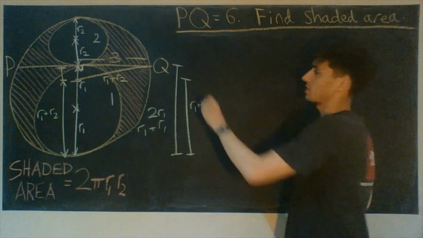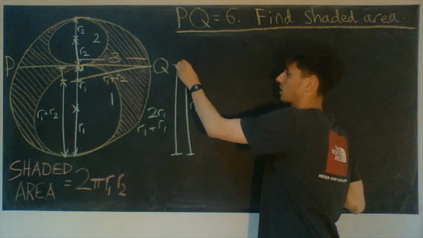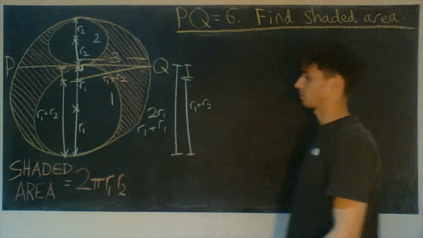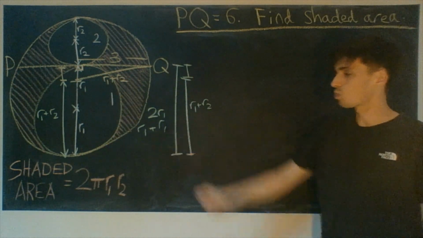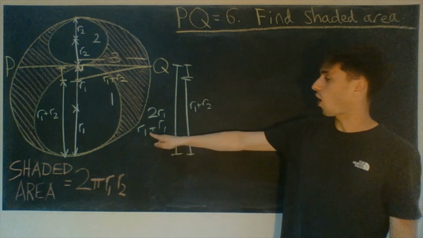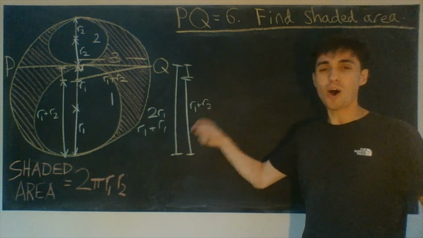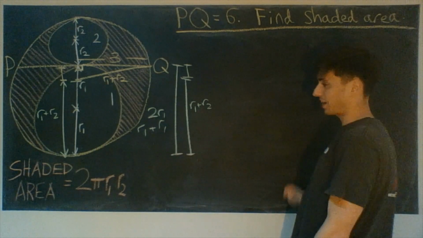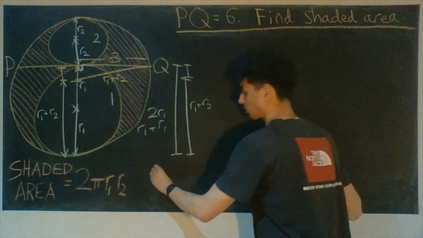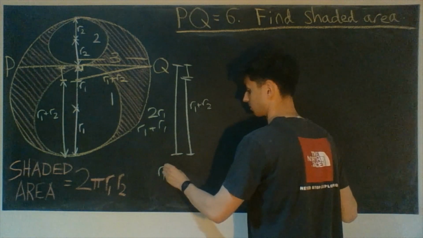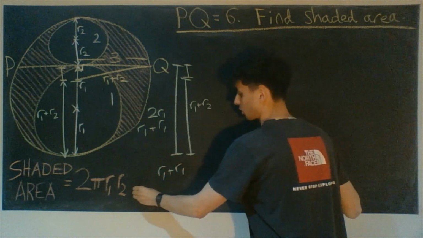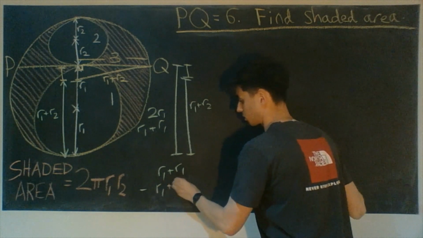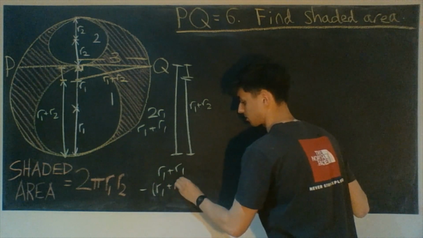What we'd like to know is this small difference in here. That represents the height of this triangle. So what we're asking is, what's the difference between R1 plus R1 and R1 plus R2? And we can do that just by a subtraction. So we would do R1 plus R1, take away R1 plus R2, and they should be in brackets.